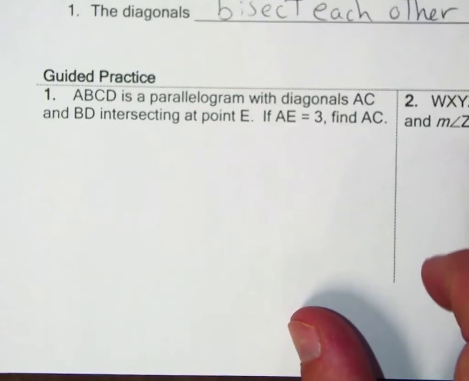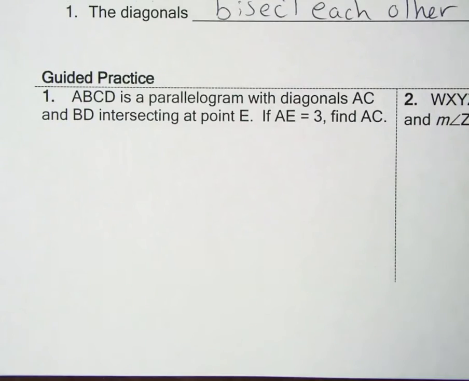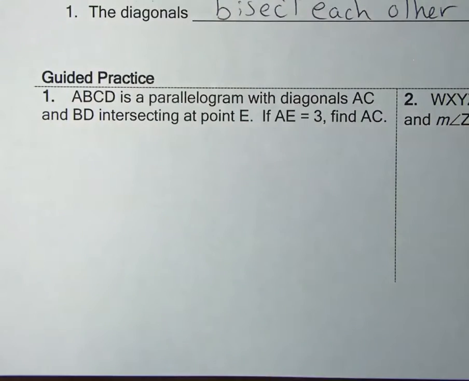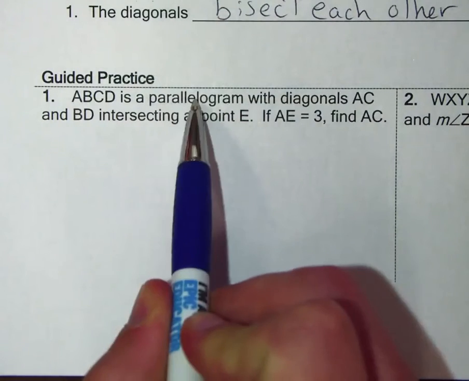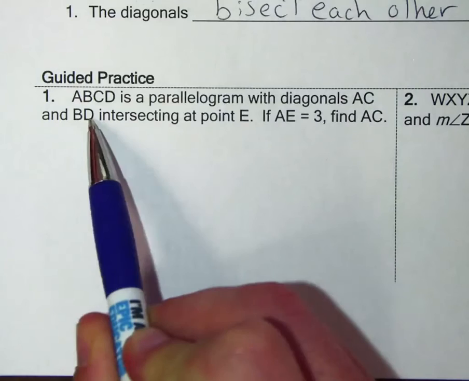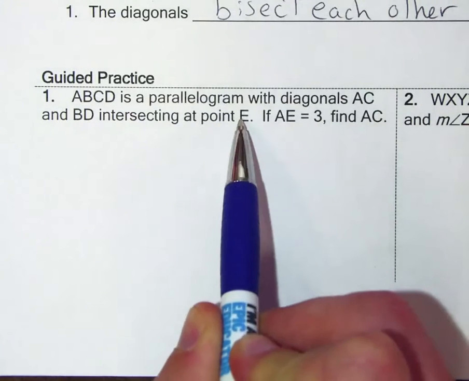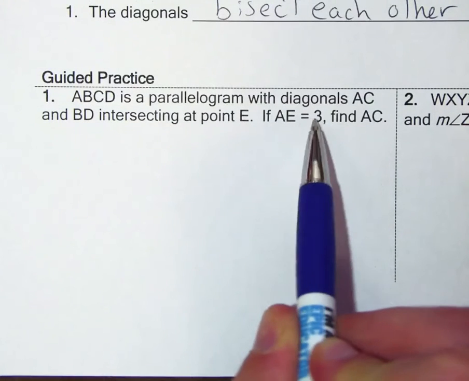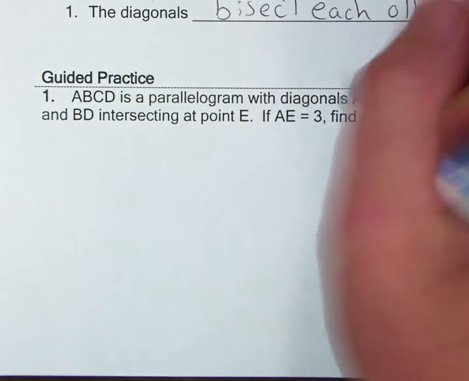So the problems I gave you to start actually don't have any pictures. I'm making it hard on you. So let's do the first thing we're supposed to do, which is find our find. ABCD is a parallelogram with diagonals AC and BD intersecting at point E. If the distance from A to E is 3, find the distance from A to C. Here's my find.